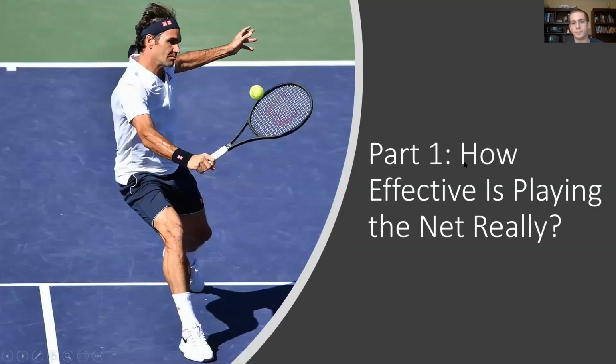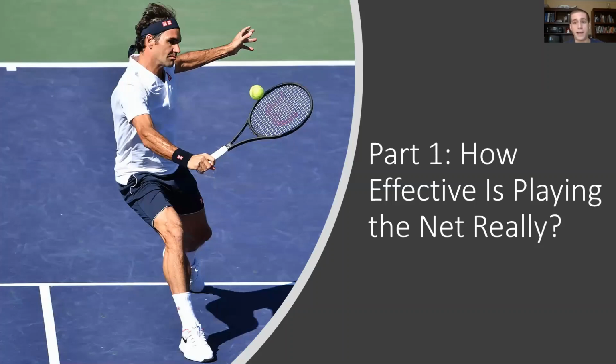So, how effective is playing the net really? Whenever I learn something, I always find that it's easier to learn by an example rather than just throwing a bunch of terms and definitions at you without context. Oftentimes, it's just easier to convey it through an example, so that's exactly what I'm going to do here. I'm going to convey how to use causal inference through an example. This example is how effective is playing the net as opposed to staying back at the baseline.